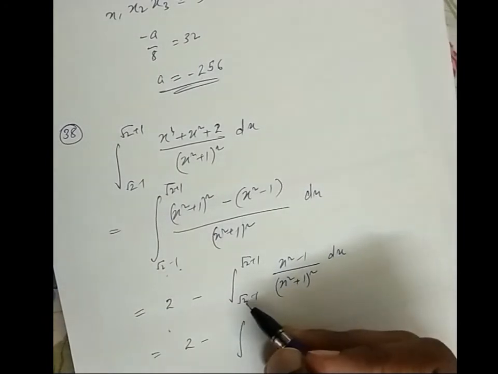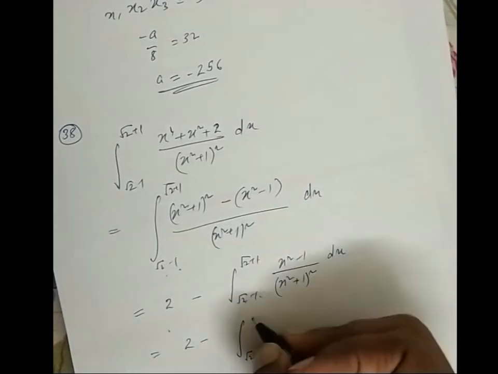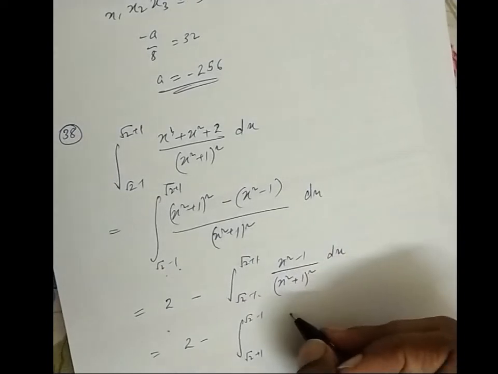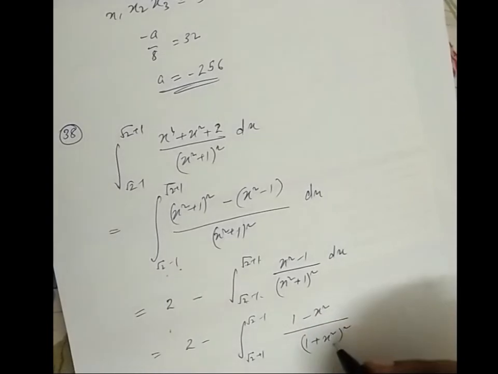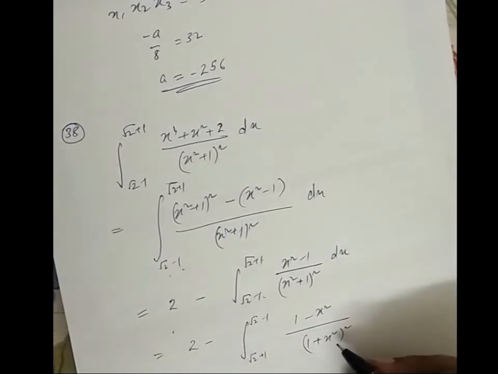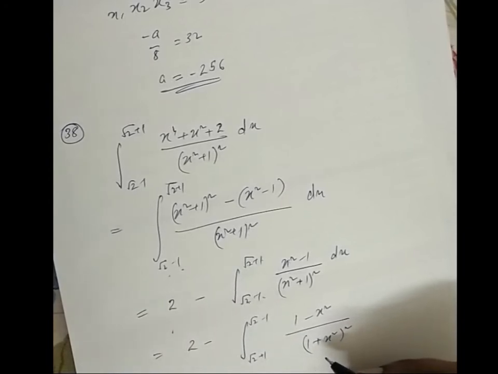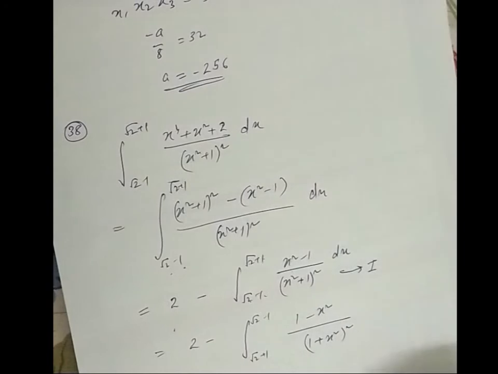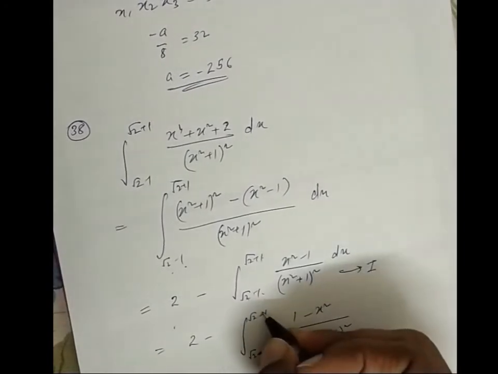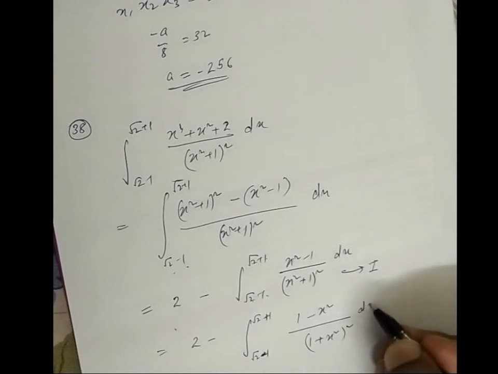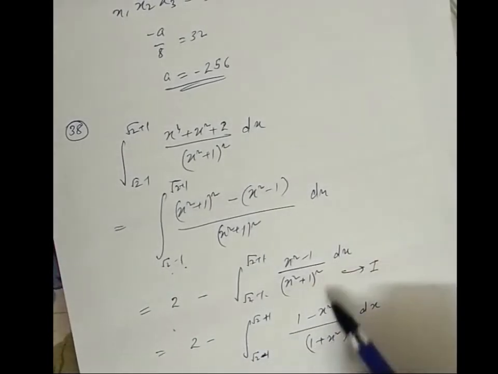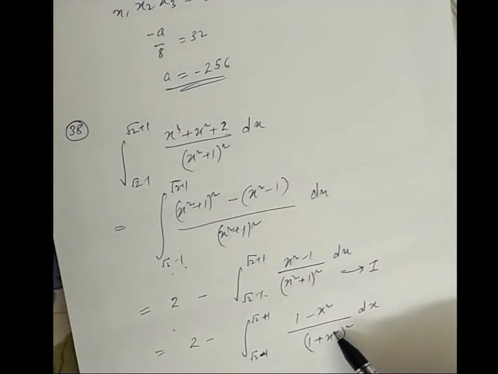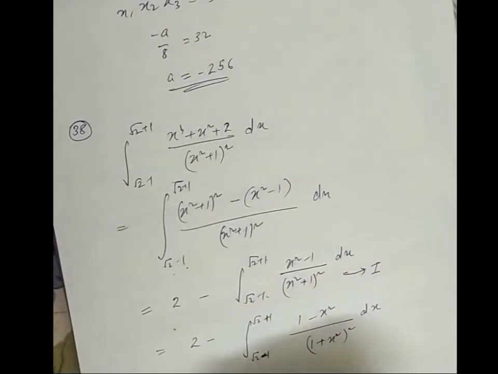This would be from root 2 plus 1 to root 2 minus 1, (1 minus x square) upon (1 plus x square) whole square, and x square cancels out, which is with a minus sign. So if this is I, this would be minus I, and both are equal, so I has to be 0 if I is equal to minus I. So the answer would be equal to 2.